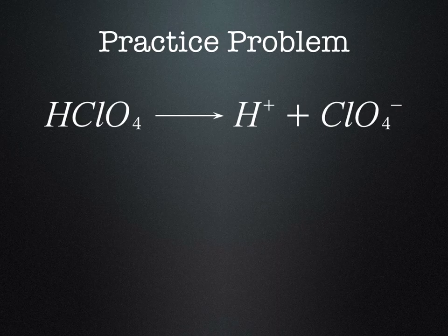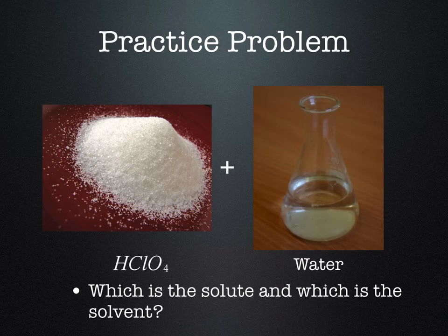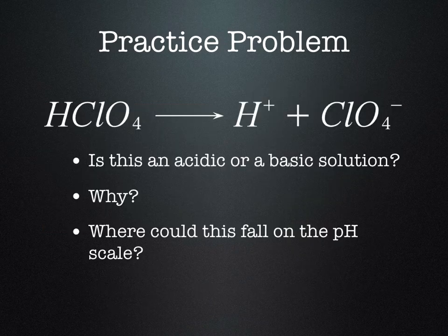Here's another problem. We have HClO4, and this goes to H plus and ClO4 minus. What is this producing? It's producing H plus ions. Is that an acid or a base? That's what it looks like. Well, the solute is going to be the HClO4, and when you add it to the water, the solvent, together that's the solution. And you guessed it, it's producing H plus ions. Therefore, it's an acid. On the pH scale, this would be somewhere between 0 and below 7.